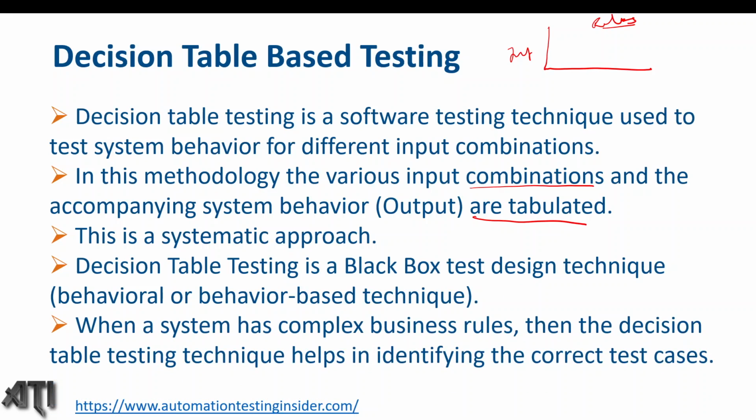When a system has complex business rules, the decision table testing technique helps in identifying the correct test cases. When we have complex business rules, then we go for decision table testing. We have different input combinations, and based on that we have different rules. Then we derive different test cases from that tabular format, from that table.